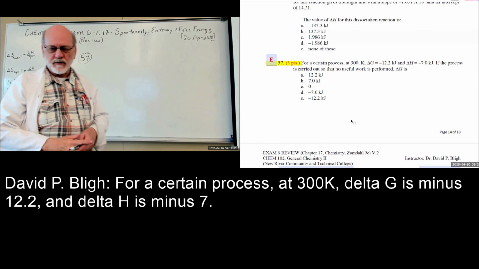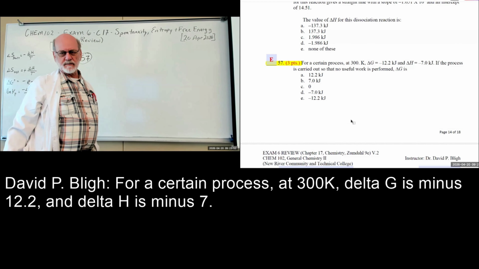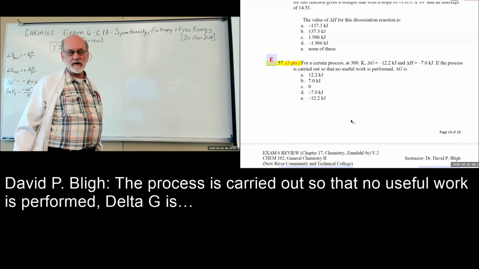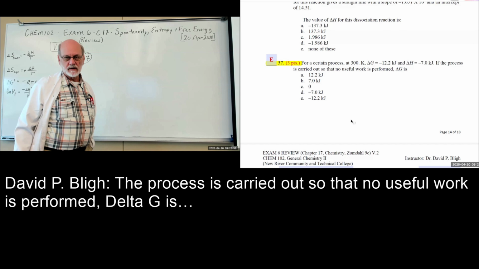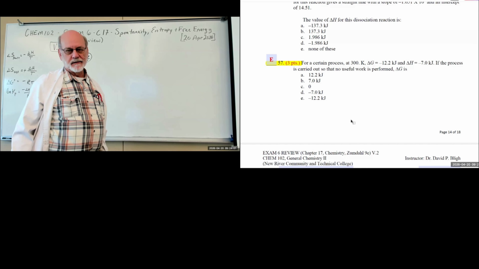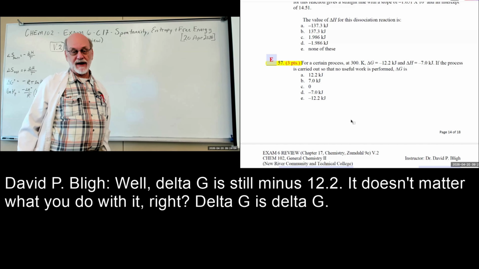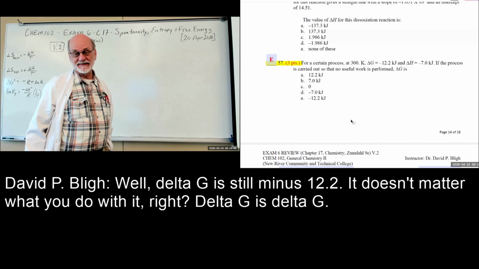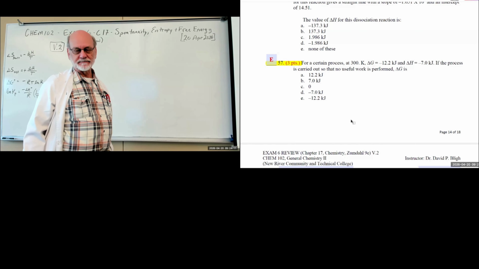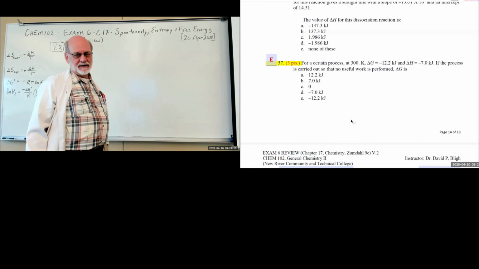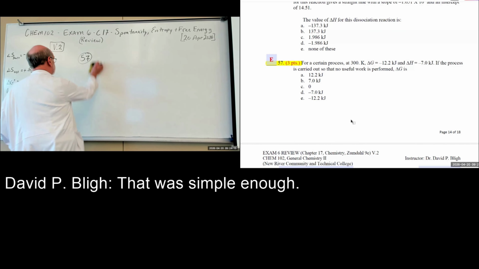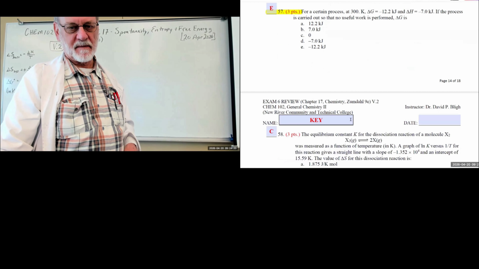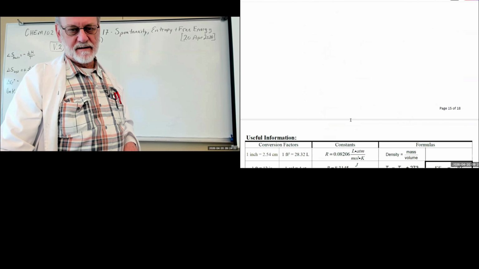For a certain process at 300 K, delta G is minus 12.2 and delta H is minus 7. The process is carried out so that no useful work is performed. Delta G is, well, delta G is still minus 12.2. It doesn't matter what you do with it, right? Delta G is delta G. That was simple enough. Oh, that's it.